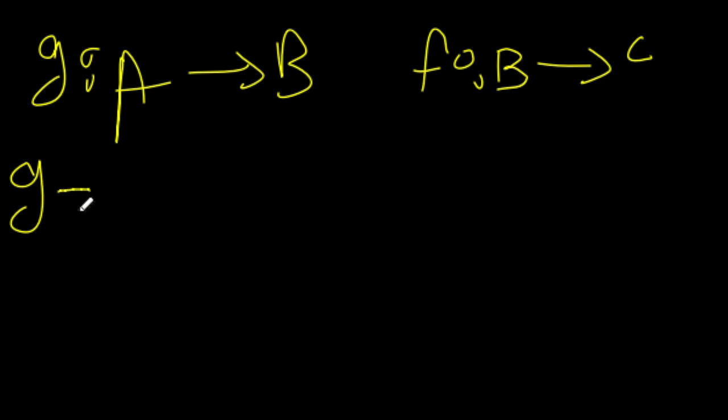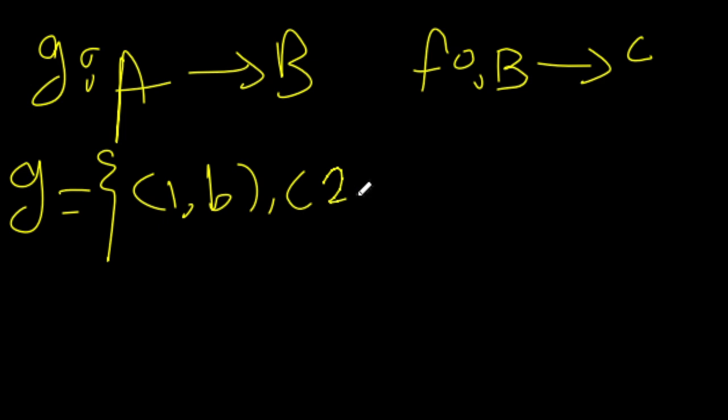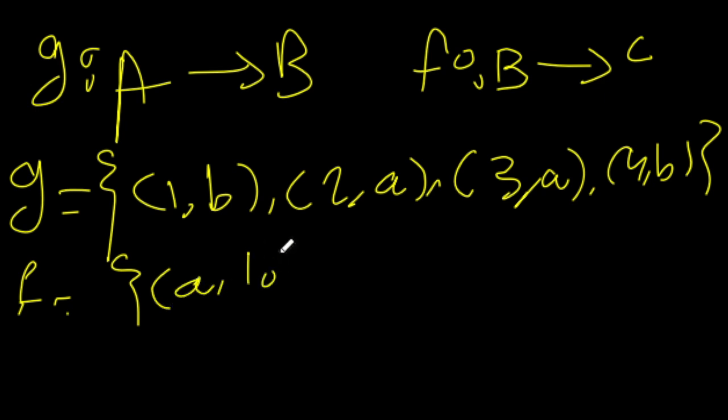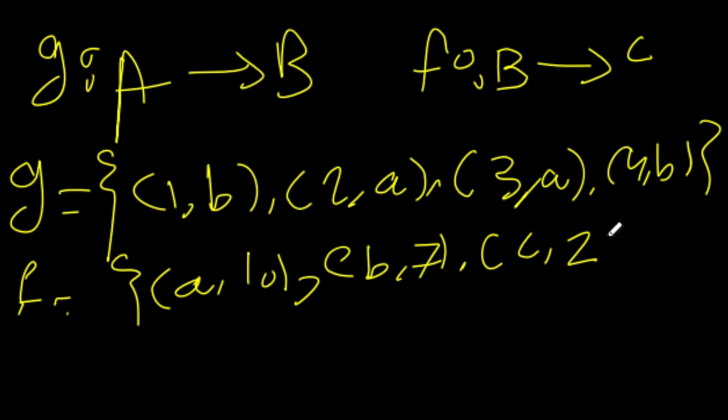Now g is given to me by the question as the set: 1 to b, 2 to a, 3 to a, and 4 to b. And f is the mapping from a to 10, b to 7, and c to 2.